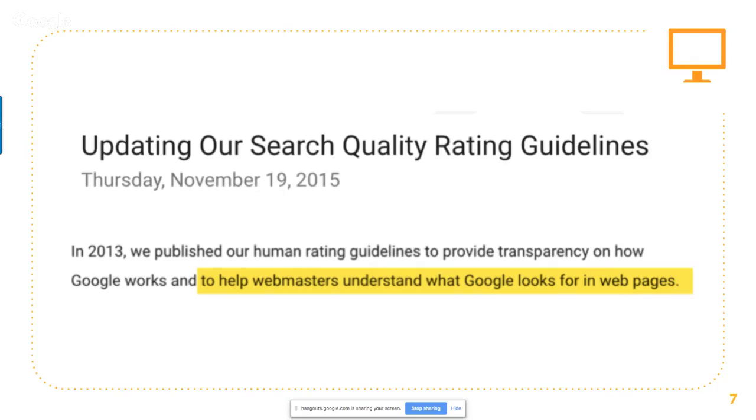And so then Google made these guidelines available for everybody, and they said the purpose is to help webmasters understand what Google looks for in web pages. And so that, to me, when I read that, that really was mind-blowing, that Google has a whole document on what they want to see in terms of quality.